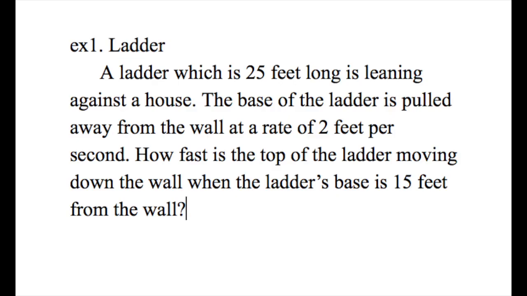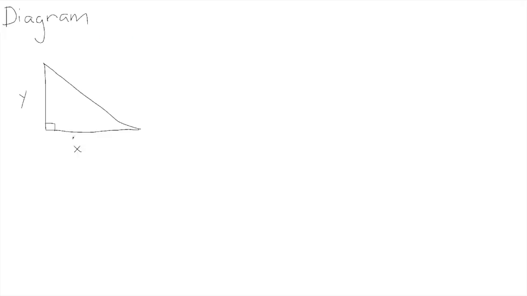An example of an all-American related rates problem is a ladder which is 25 feet long is leaning against a house. The base of the ladder is pulled away from the wall at a rate of 2 feet per second. How fast is the top of the ladder moving down the wall when the ladder's base is 15 feet from the wall?